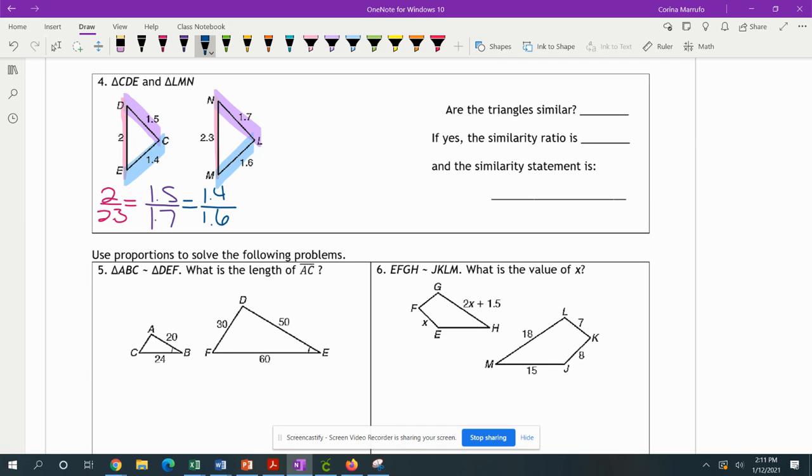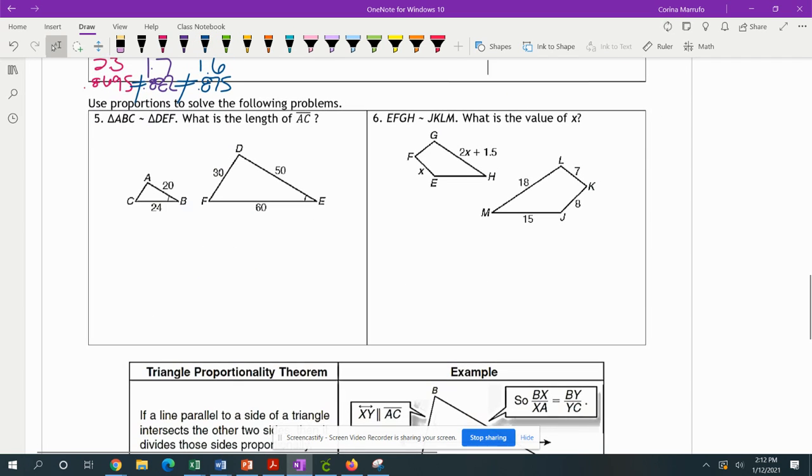1 second. So 2 divided by 2.3 gives us 0.869. Okay. And then when I do 1.5 divided by 1.7, this gives me 0.882. And 1.4 divided by 1.6 is 0.875. Okay, so none of these numbers are the same. Okay, even though they're close, they're not the same. So are the triangles similar? No. If yes, write the similarity ratio. Well, they don't have a common similarity ratio, which is why they're not similar. And the similarity statement is we can't write one because they're not similar.